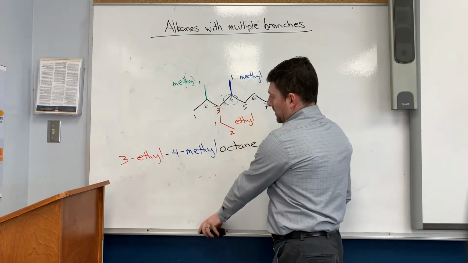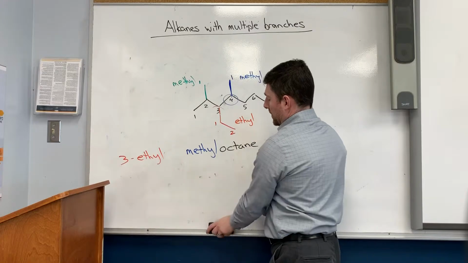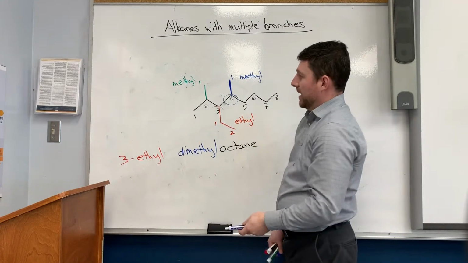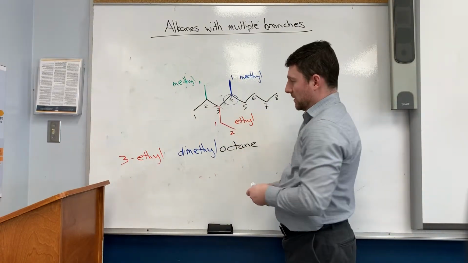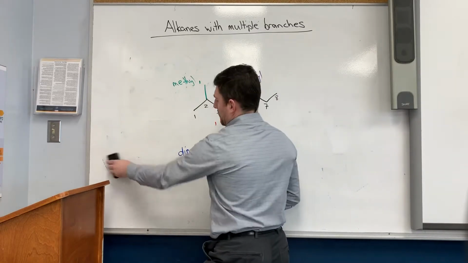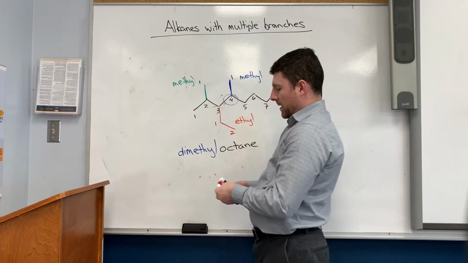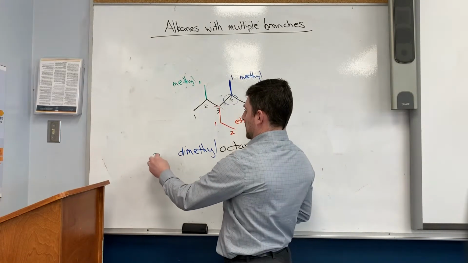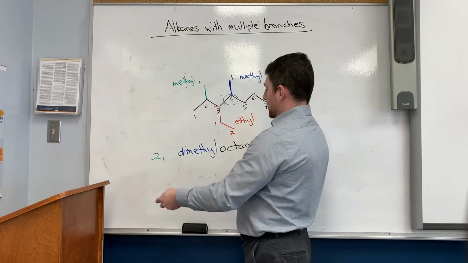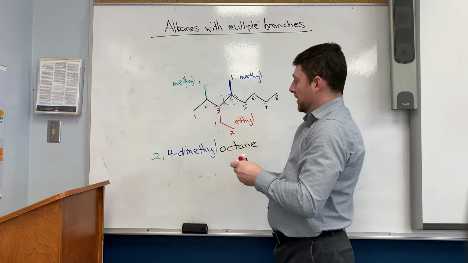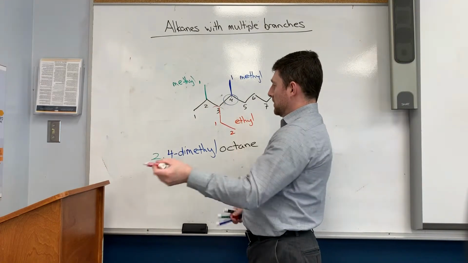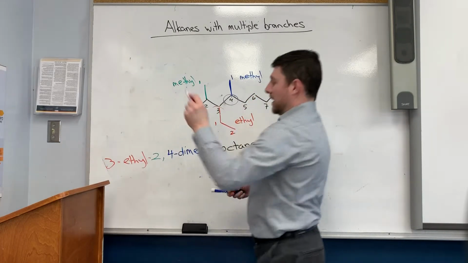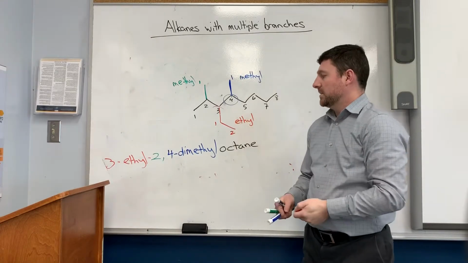So I can take this part out, and I can put in a di, and it's going to be 2,4. I think maybe I'm going to make a little more room here. It's going to be 2,4. Green is 2, comma, blue is 4, hyphen. And ethyl is red, so 3-ethyl, hyphen, 2,4, hyphen, dimethyl octane.